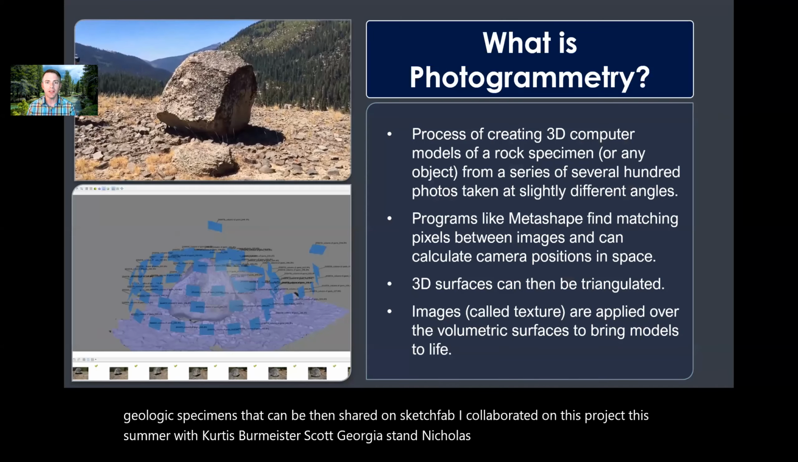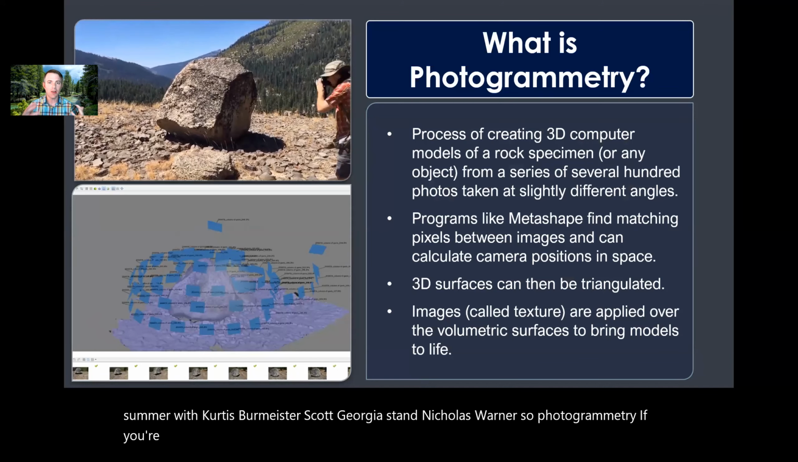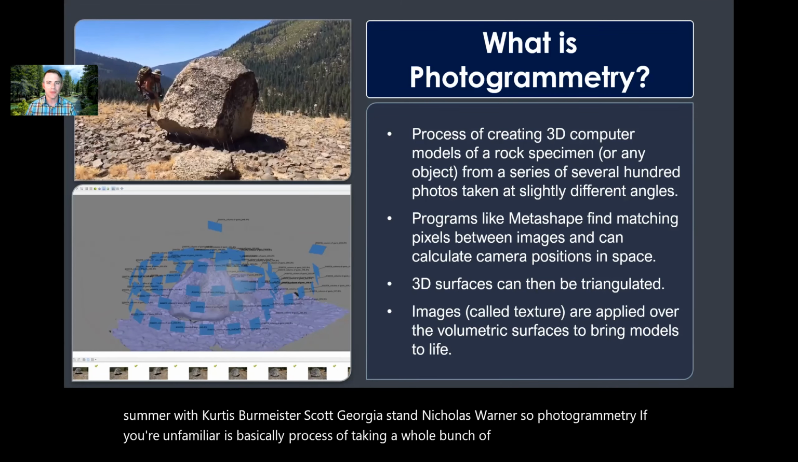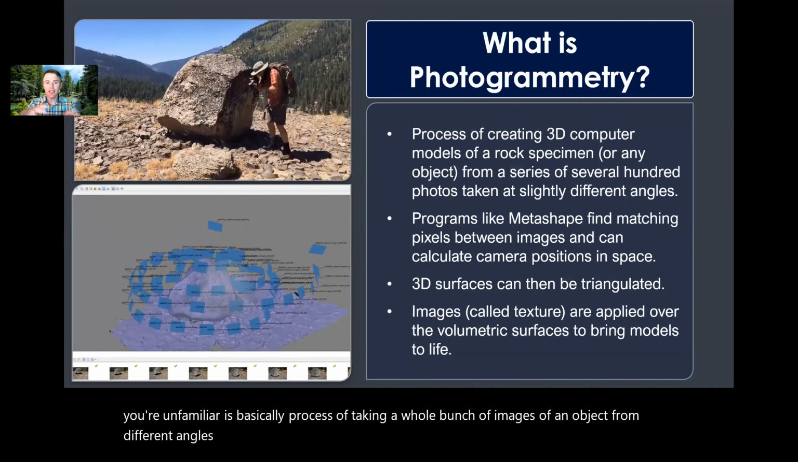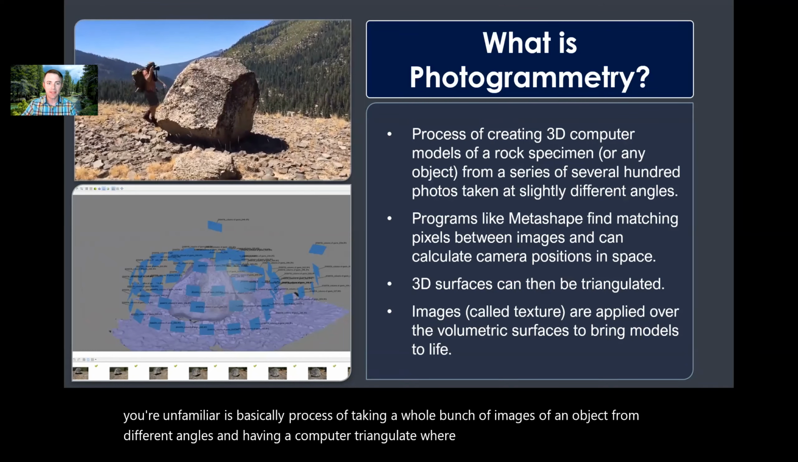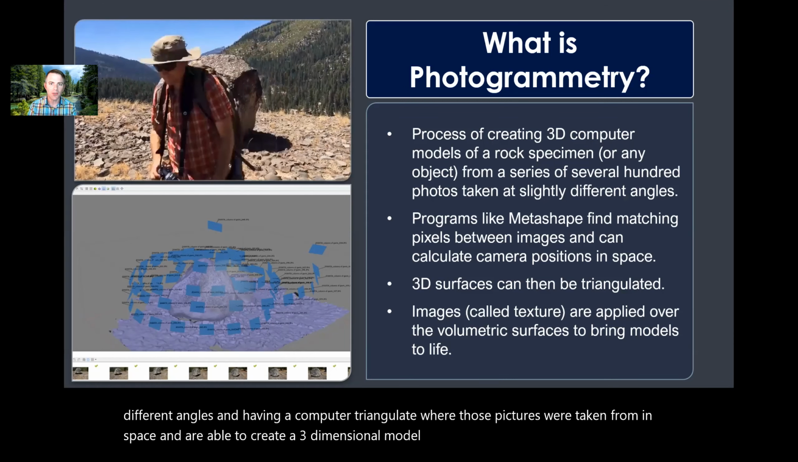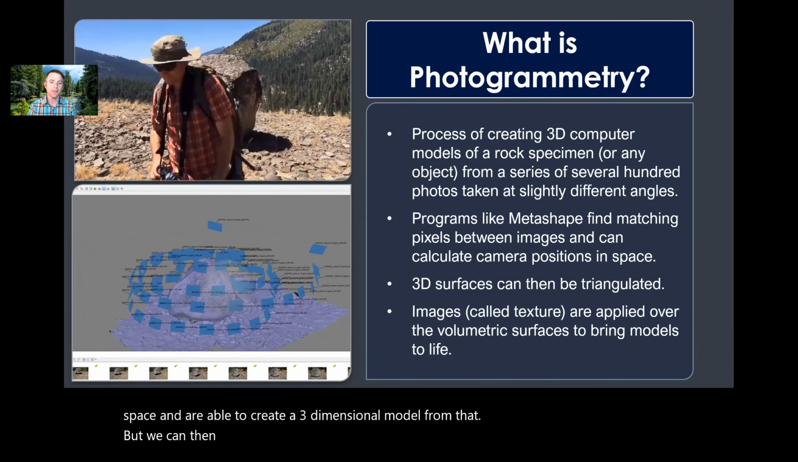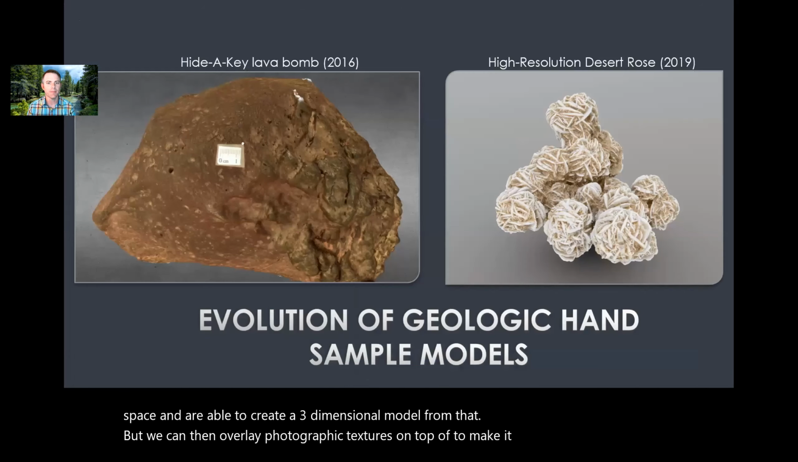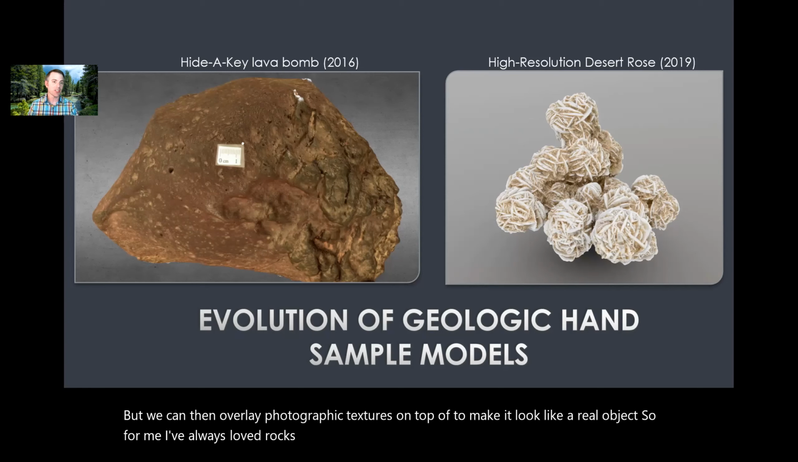So photogrammetry, if you're unfamiliar, is basically the process of taking a whole bunch of images of an object from different angles and having a computer triangulate where those pictures were taken from in space, and it is able to create a three-dimensional model from that, which we can then overlay photographic textures on top of to make it look like a real object.